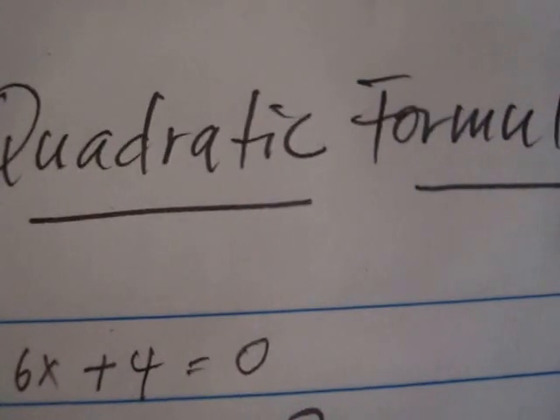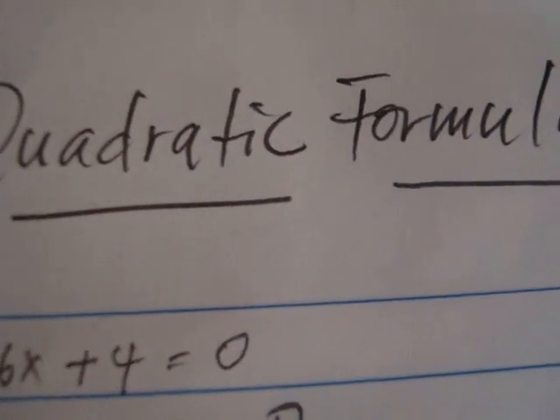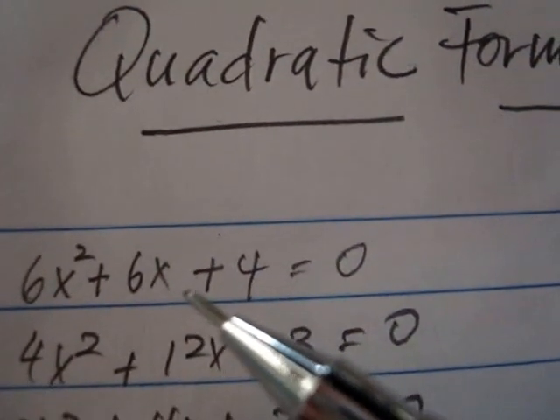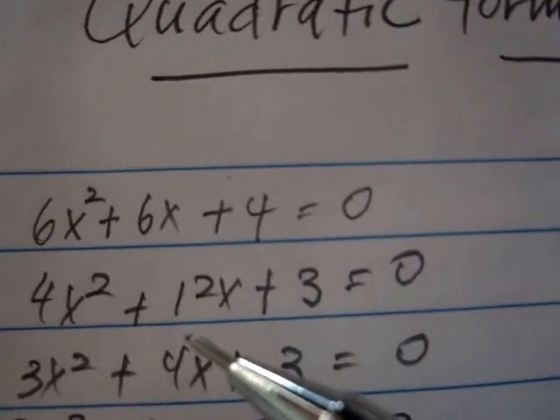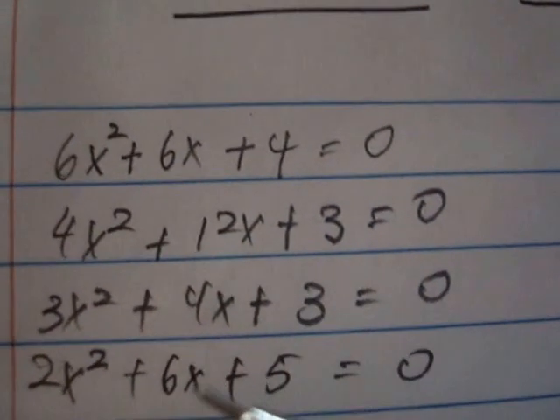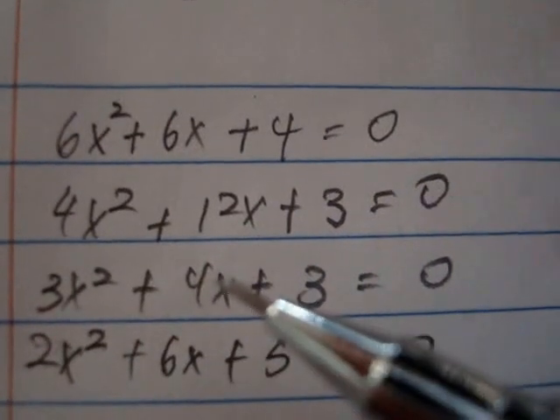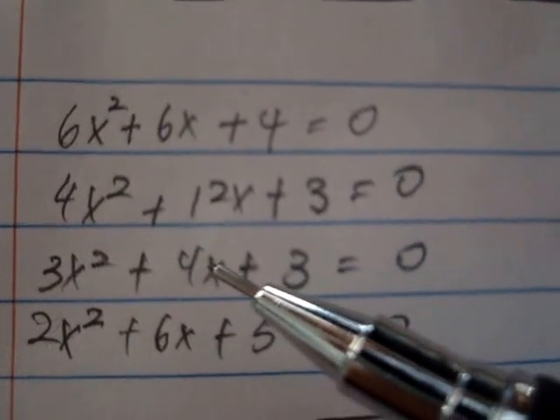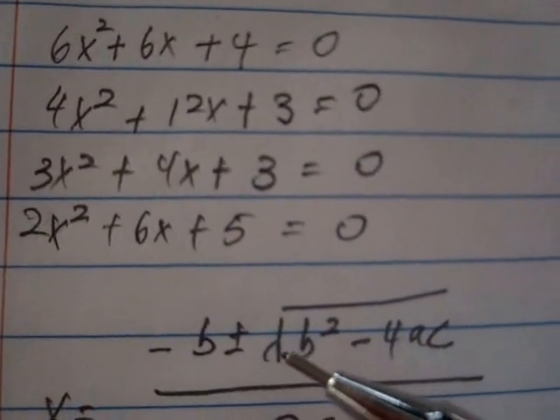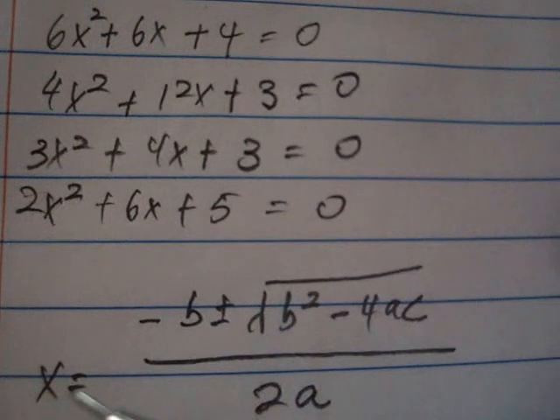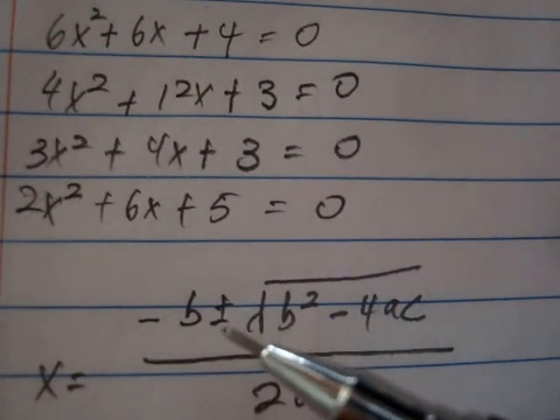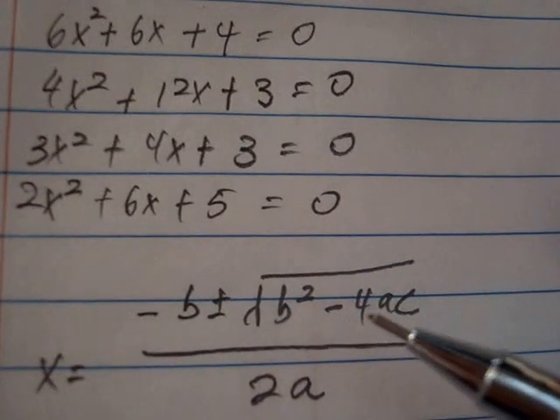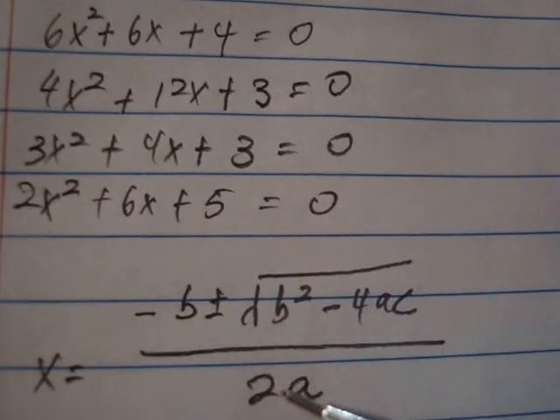In this episode, I'll be talking about the quadratic formula. Let's say you're given all these quadratic equations, and they want us to factor them out. Well, one way to solve all these quadratic equations is to use the quadratic formula. The quadratic formula goes: x equals negative b plus or minus the radical of b squared minus 4ac, divided by 2a.